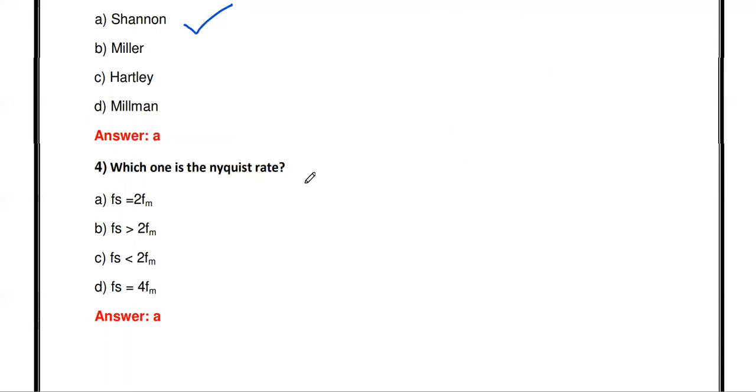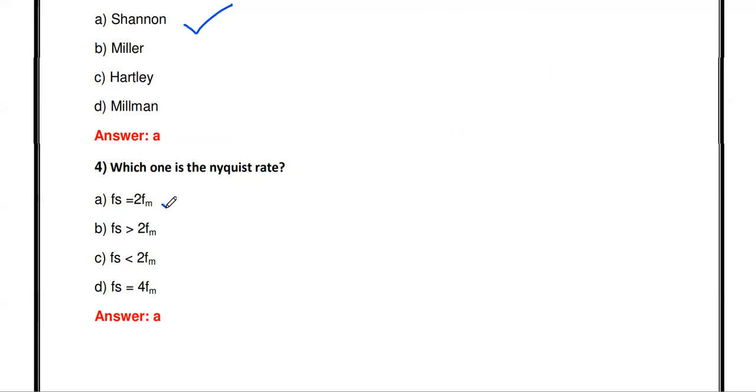The Nyquist rate is the minimum rate at which the signal can be sampled, so as to take the minimum number of samples in one cycle. Which one is the sampling rate? fs equal to 2 fm, fs greater than 2 fm, fs less than 2 fm, fs equal to 4 fm.